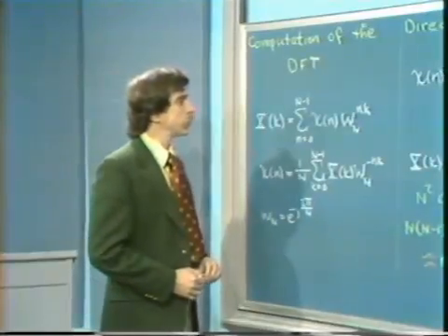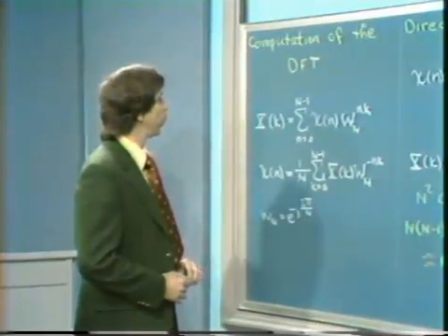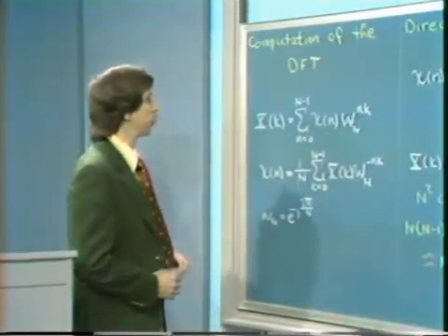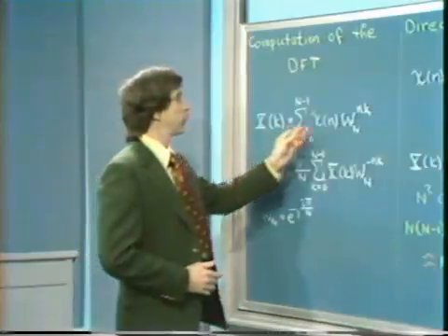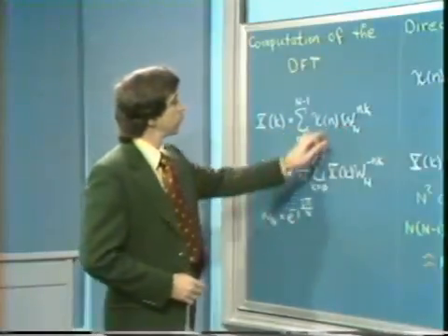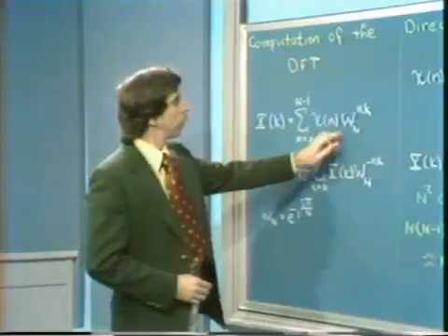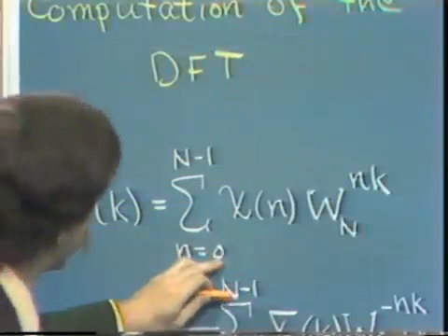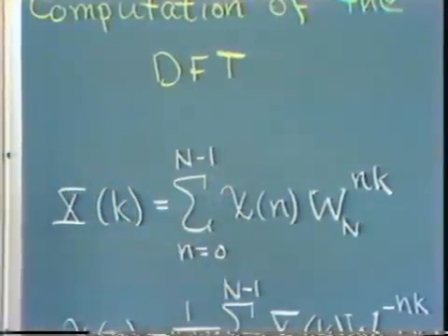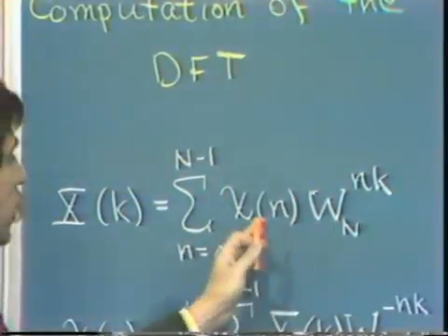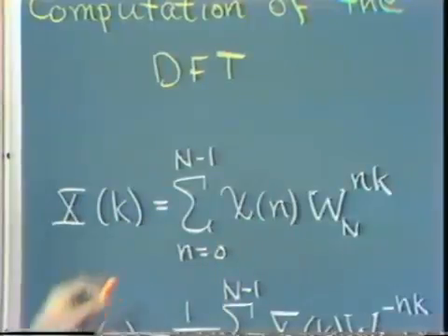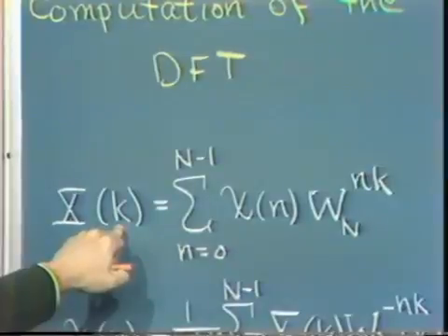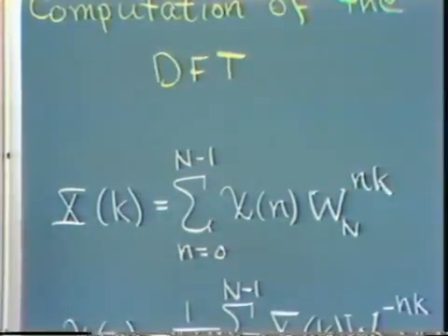Well, let's look first of all at what would be involved in just a straightforward computation of the discrete Fourier transform. Basically, what this expression says is to take x of n, multiply it by the appropriate powers of W, and then sum the result from 0 to capital N minus 1. And so we basically have that set of operations to carry out for each value of k for which we're computing the discrete Fourier transform.